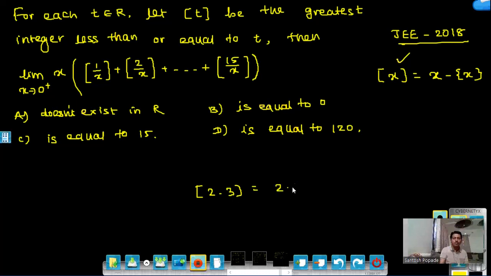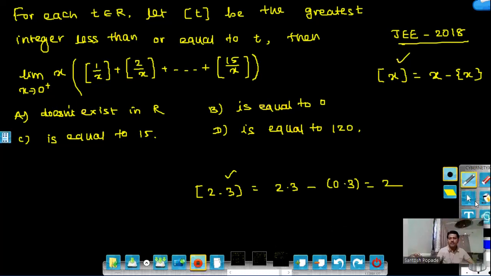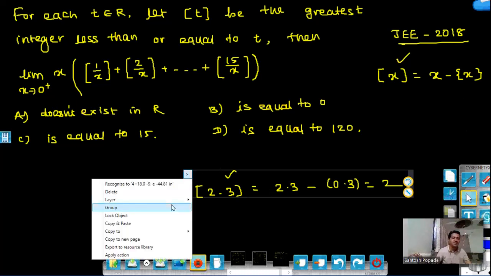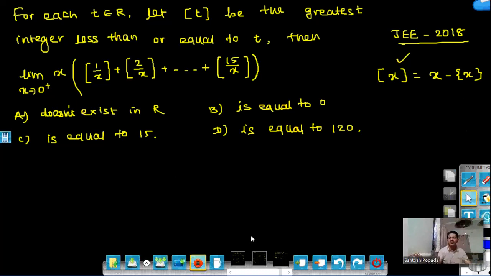So for example, if I have to find the greatest integer less than or equal to 2.3, what we do is from the number 2.3 we subtract the fractional part, that is 0.3, and that will give me 2. Meaning the greatest integer less than or equal to 2.3 is 2. So just before it, you have to write the integer. So if it itself is an integer, then the value is the same. For example, the greatest integer less than or equal to 2 is 2 itself.